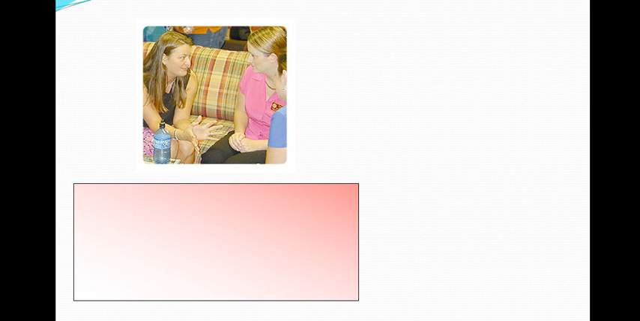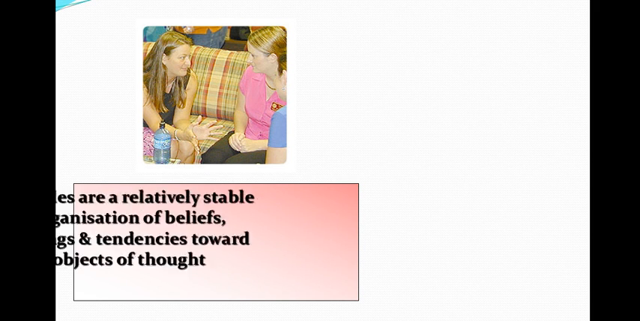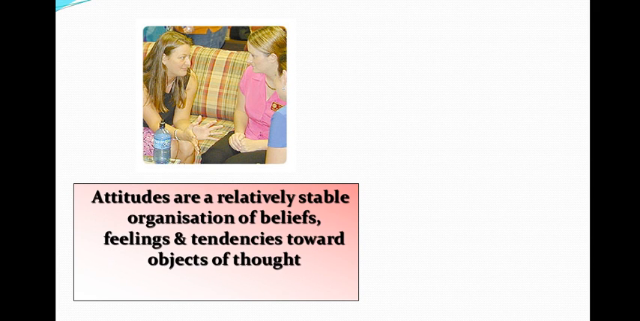And we may not be able to understand it, but others who can read the body language can understand stuff. So attitudes are a relatively stable organization of beliefs, feelings, and tendencies towards an object of thought. Okay? I want you to remember that if they ask you what's an attitude, you have to say: relatively stable organization of beliefs, feelings, and tendencies towards objects or thoughts.